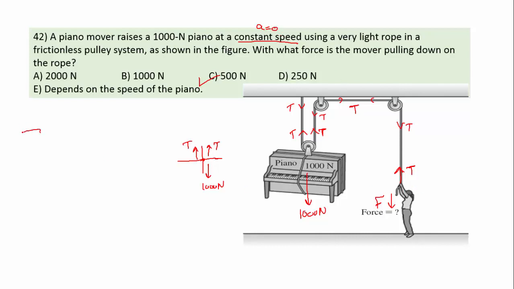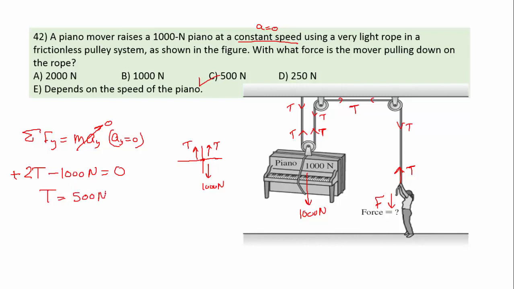So now if you apply Newton's law in the y direction on the piano, which is the mass times the acceleration of the piano in the y direction, and since the acceleration is 0, then this part is 0, and the forces in the y direction are T plus T, which is 2T in the positive y, minus the weight in the negative y, equal to the mass times acceleration, which is 0, which means that the tension is basically equal to 1/2 of 1000 Newton, which is 500 Newton. And since the tension is equal to the force by which the mover is pulling, hence the force is 500 Newton downward. So the answer is C.